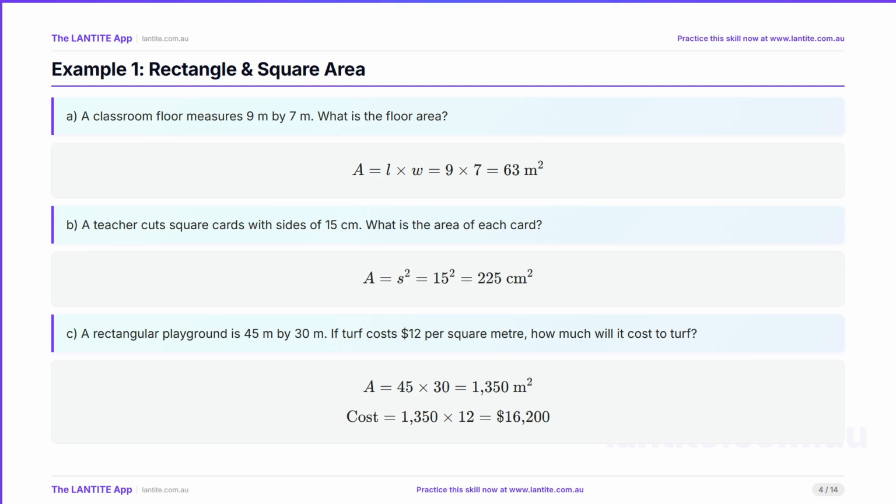For part C, a rectangular playground is 45 meters by 30 meters. First, find the area. 45 times 30 is 1,350 square meters. And multiply by the cost per square meter. 1,350 times 12 equals $16,200.